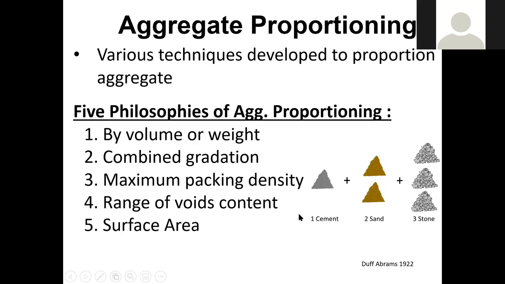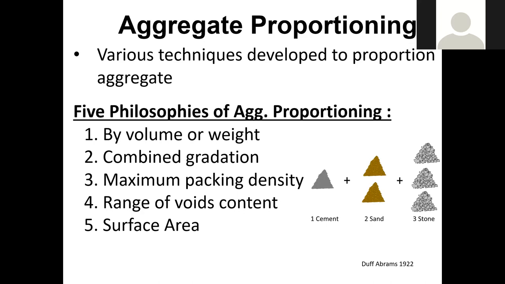So when we talk about aggregate proportioning in general, because that's the largest part of the proportioning process, 60 to 80%, 90% is actually your aggregates. So people try to figure out how much aggregate you actually need to put in there.